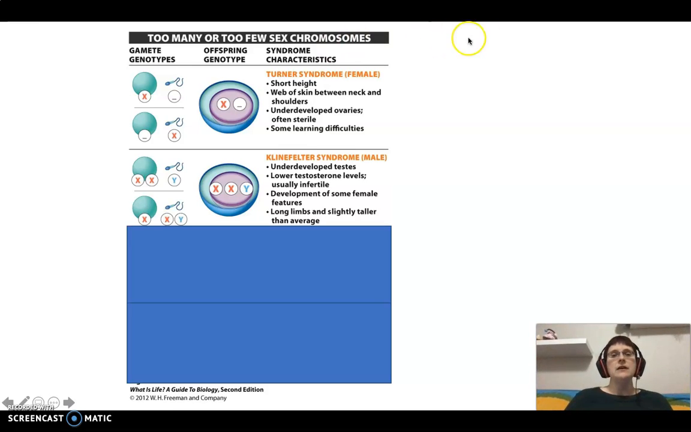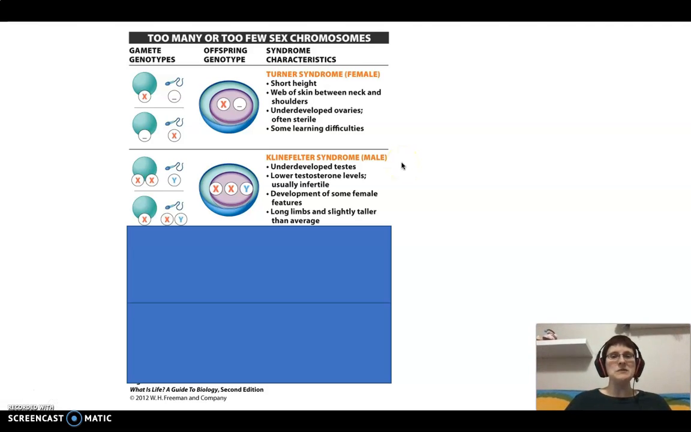We have the rest of the non-disjunction problems with too many sex chromosomes. So here we've got XXY. Now, remember, if you have a Y, you're a guy, so this is a male, even though they have two X chromosomes. And you can see again that extra X can come from mom or from dad. And this one has its own name as well, Klinefelter Syndrome.